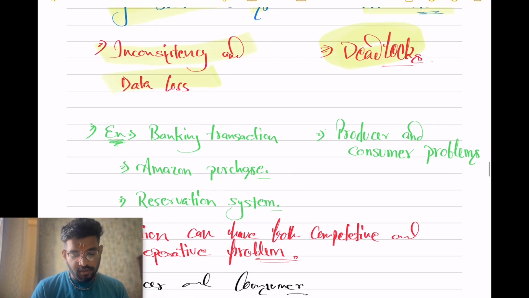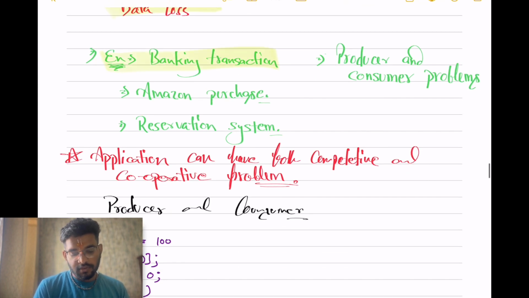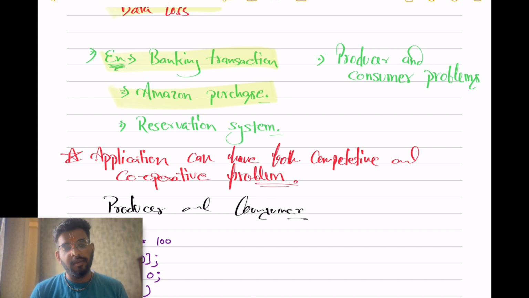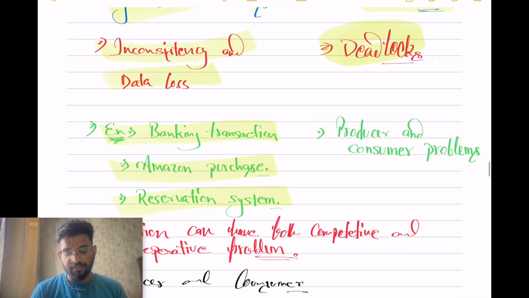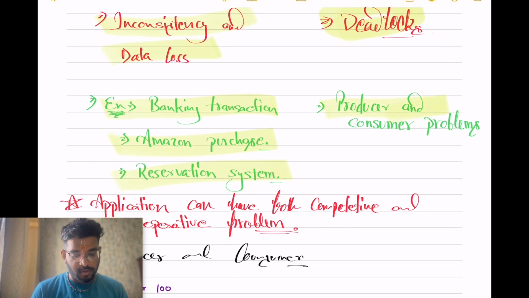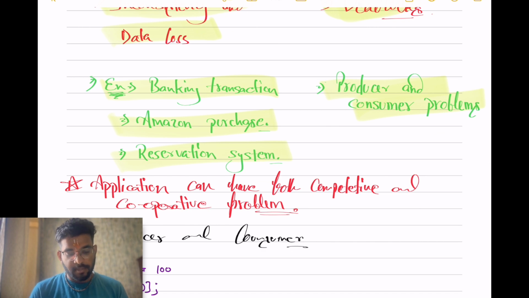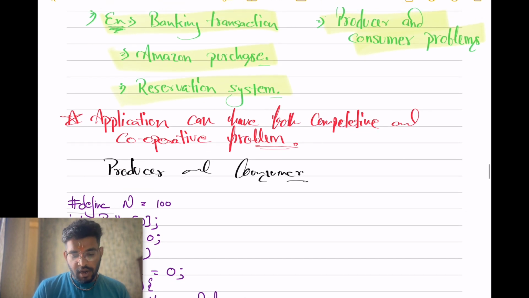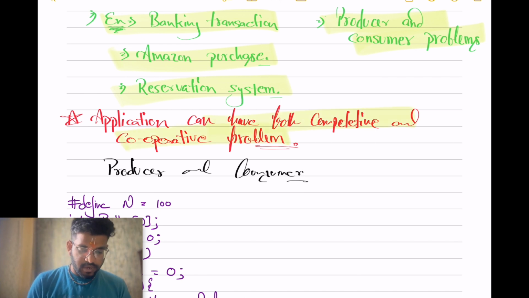Examples of competitive are banking transactions and Amazon purchases. For example, there are only 10 instances of a certain item and 100 people want to buy it, so they will be competing for those 10 instances of the item. The reservation system is similar: there are only limited seats, and if more people want to buy seats, it becomes a competitive scenario. Cooperative is like the producer consumer problem. An application can have both competitive and cooperative problems.